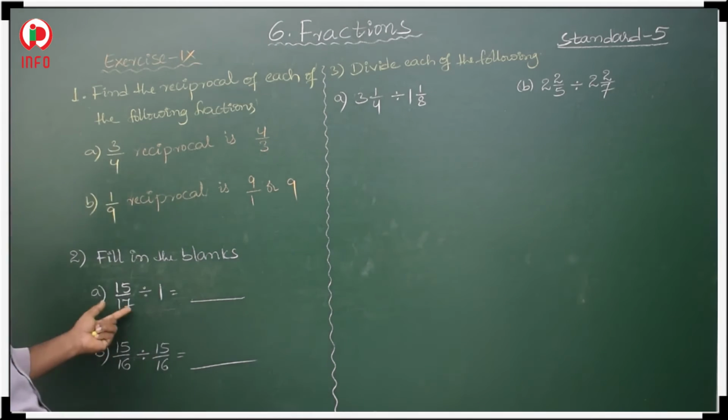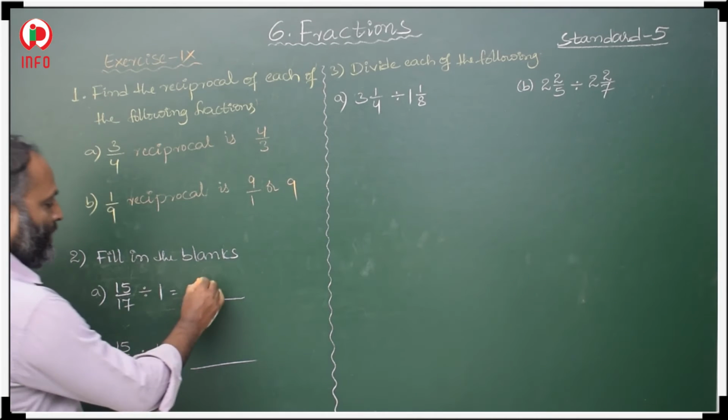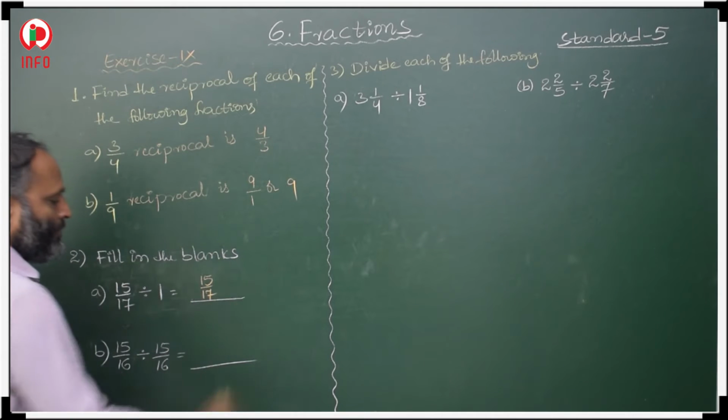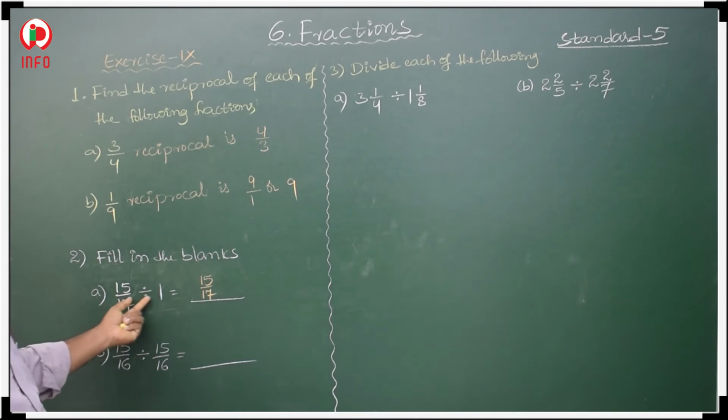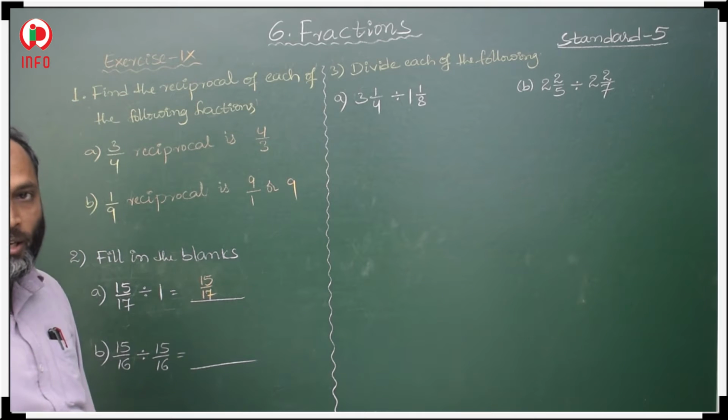So here, if any fraction is divided by 1, then what will we get? The fraction itself, that is 15 by 17. If any fraction is divided by 1, then what is the answer? The fraction itself is the answer.